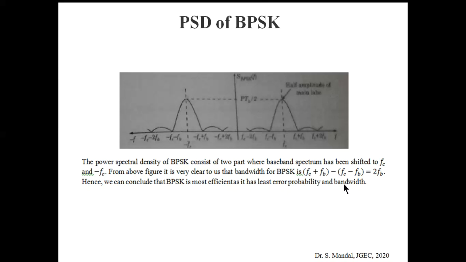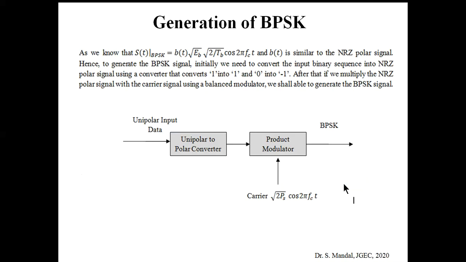For FSK, the bandwidth is larger, which is 4 FB. Now coming to the next slide, that is the generation of BPSK. Again, the equation for BPSK is given by BT into root EB into root 2 by TB into cos 2 pi FCT, and we already observed that BT is similar to the enhanced polar signal.